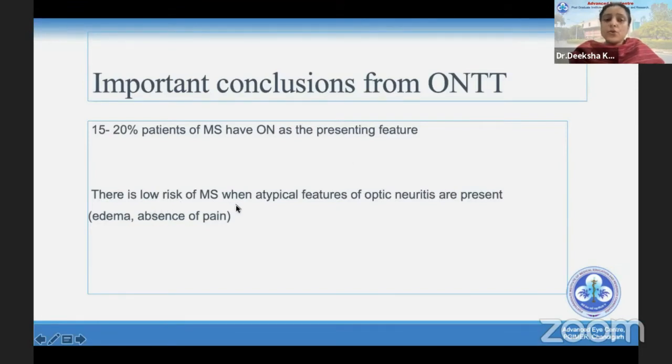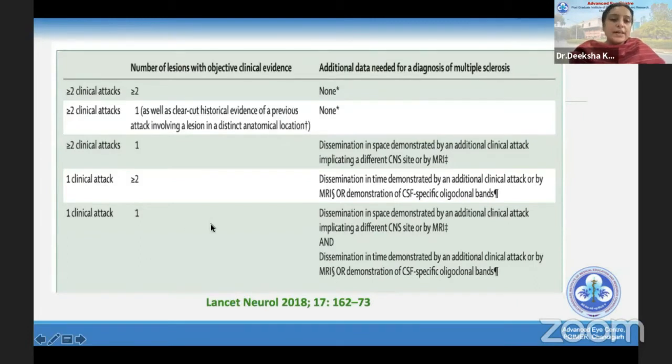There is in general a low risk of MS when atypical features such as disproportionate disc edema and absence of pain are present. In today's era, we use the McDonald criteria for diagnosis of MS. For that, dissemination in space, which means more than one clinical site involvement, and dissemination in time, which means lesions occurring at different time points, need to be met, and for this we have to take the help of a neurologist.